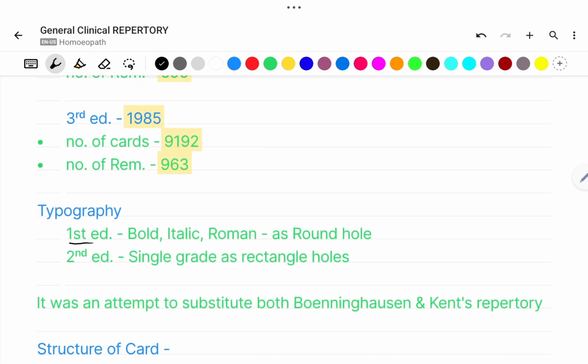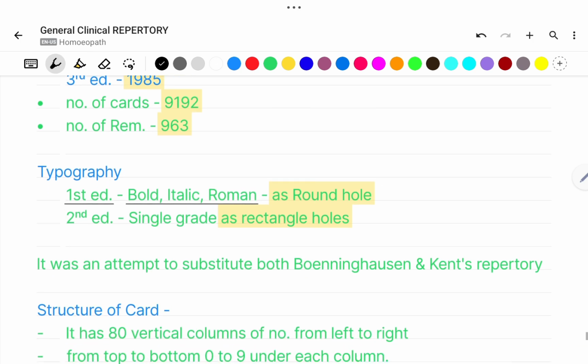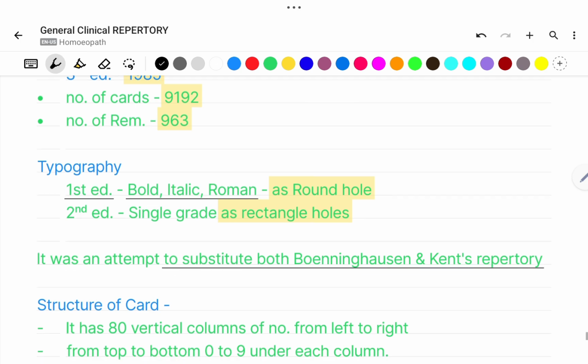Typography. In the first edition, bold, italic and Roman were used as round holes. In the second edition, single grade was represented as rectangular holes. So, this repertory was an attempt to substitute both Boenninghausen's and Kent's repertory.